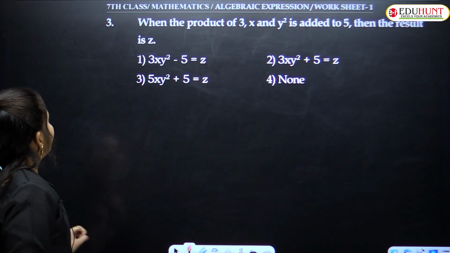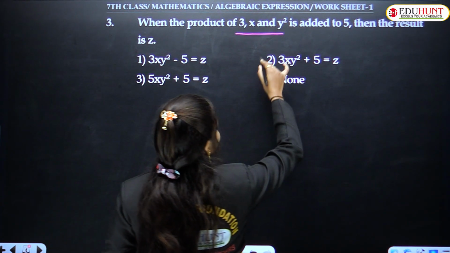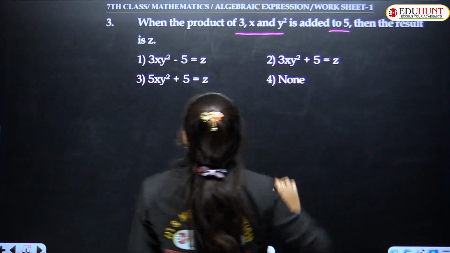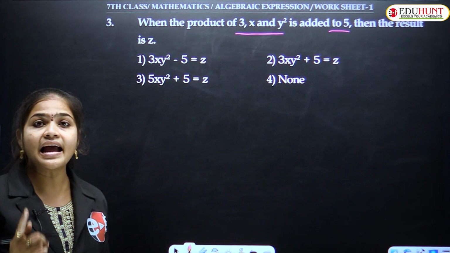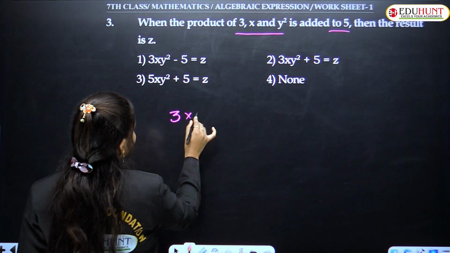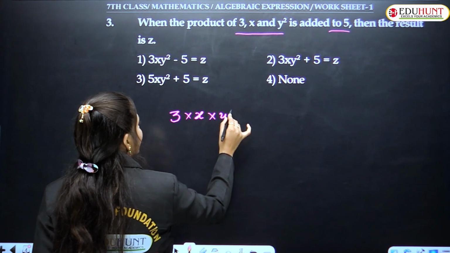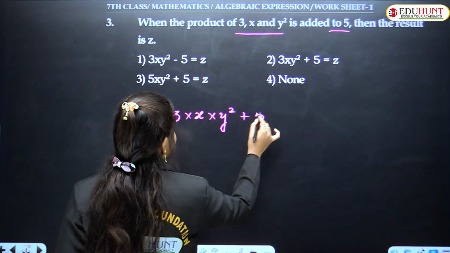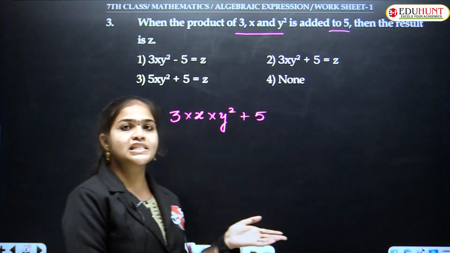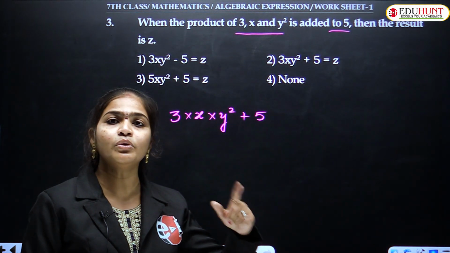Next, the third one: when the product of 3x and y square is added to 5, then the result is z. Then the result means the answer is z. See here, the product means multiplication only. So the product of 3x and y square is added to 5. Or else, 5 plus the given, that is a plus b or b plus a, we know that. While you are adding any two numbers in any order, you will get the same result.